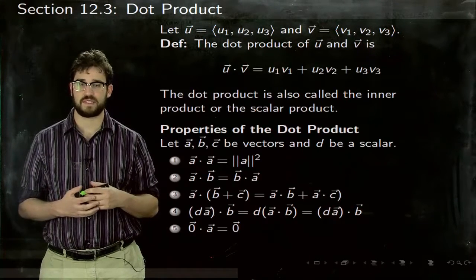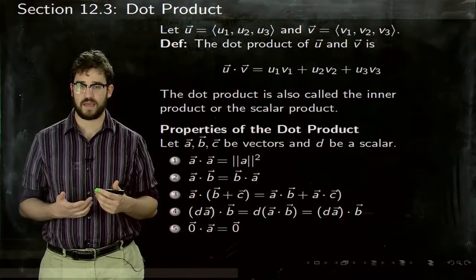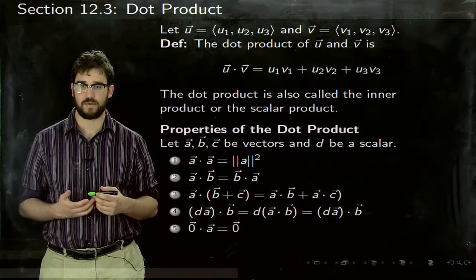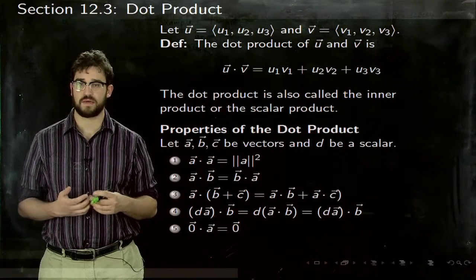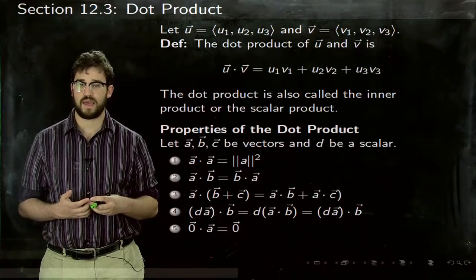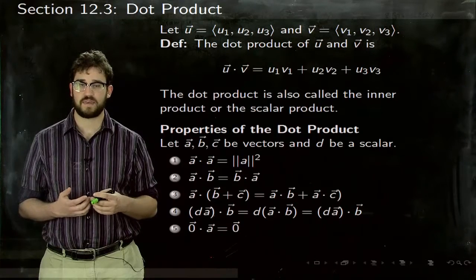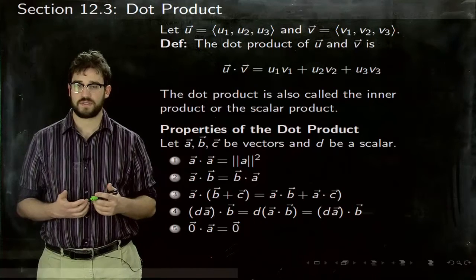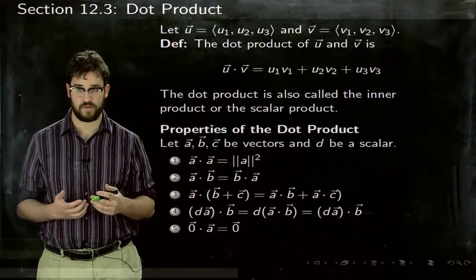Let a, b, and c be vectors, and d be a scalar. Then a dot a is going to be the same as the magnitude of a squared. A dot b is going to be the same thing as b dot a, so we have commutativity there. And then a dot, the vector b plus the vector c, is the same thing as a dot b plus a dot c. Also, we have d times the vector a, the scalar d, of course.